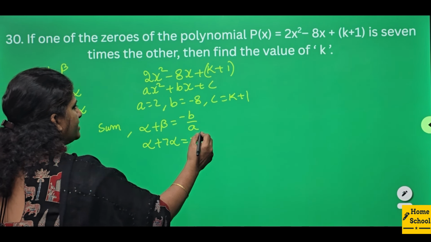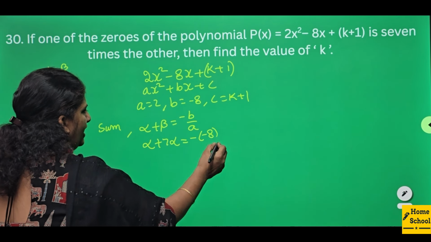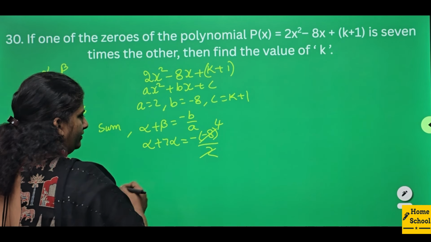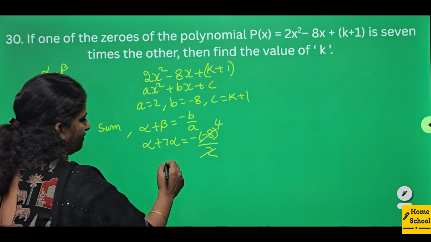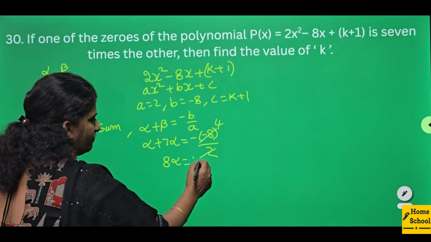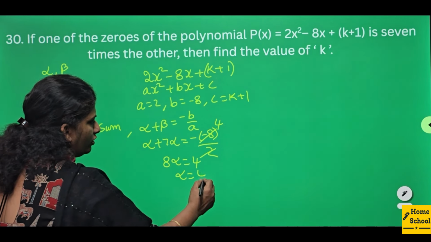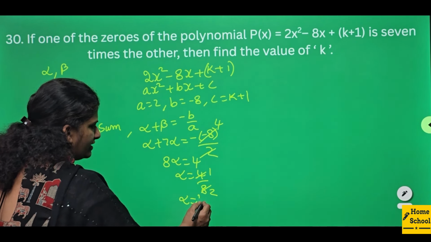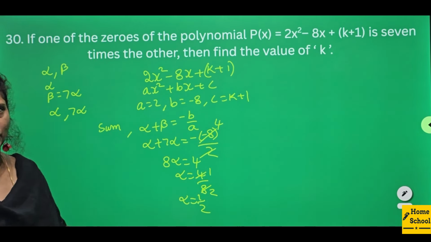And b value is minus of minus 8 by 2. 2 4s are 8. Alpha plus 7 alpha will be 8 alpha. That is minus into minus plus 4. Alpha is equal to 4 by 8. 4 1s are 4, 4 2s are 8. Therefore, alpha is equal to 1 by 2.